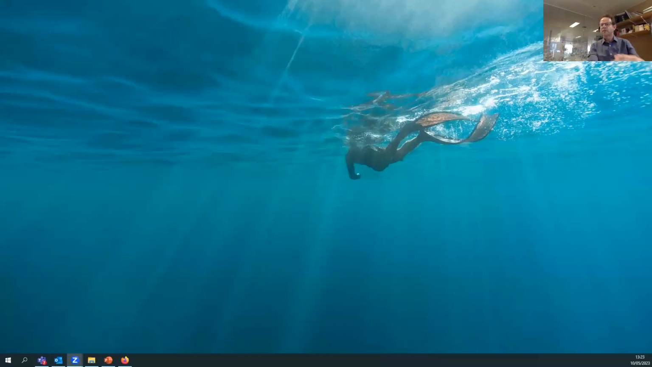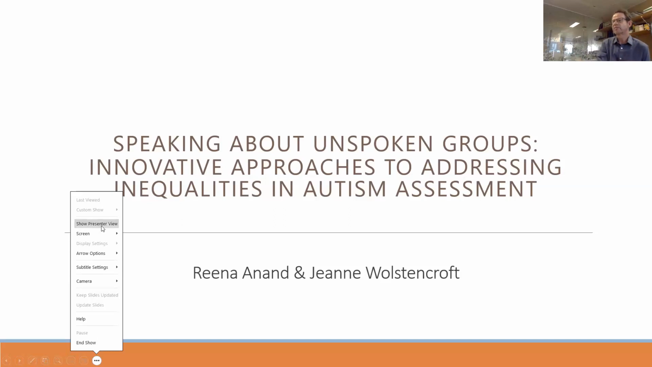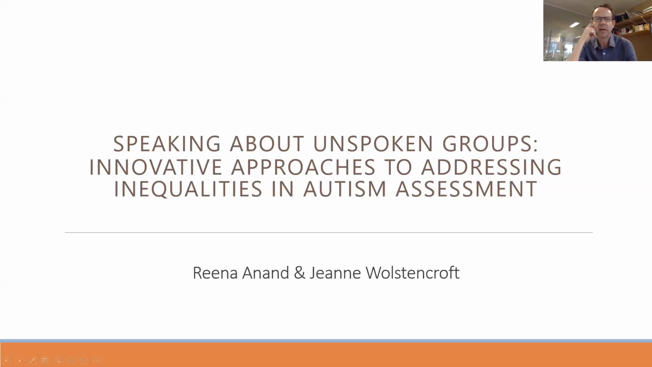So we're delighted to have a rather different topic here, and to welcome Dr. Jeanne Wolstencroft and Reena Anand, who are going to talk to us about speaking about unspoken groups and innovative approaches to addressing inequalities in autism assessment. Excellent, I had the right title, it's come up on the screen, that's superb. So I won't talk a lot, but I'd like to just introduce Jeanne, who's a research fellow at the Great Ormond Street Institute of Child Health at UCL, who's really interested in the impact of co-occurring mental health difficulties in children and young people with neurodevelopmental disorders.